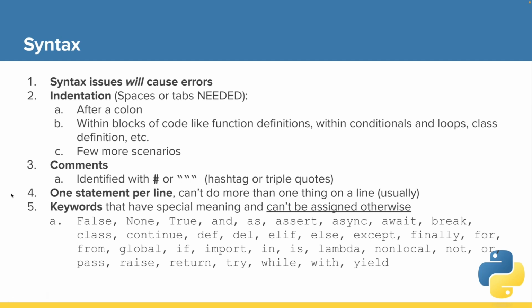Another big syntax thing is one statement per line. You can't do more than one thing on a line, usually. And keywords, there are certain keywords that have special meaning and they can't be assigned otherwise. So we could not assign any of these as a variable name. We could not put them in the code anywhere. Because Python will look for these words and try to do certain things when it sees them. So those are reserved keywords. So those are the five important points that I want you to know about syntax as an overview.